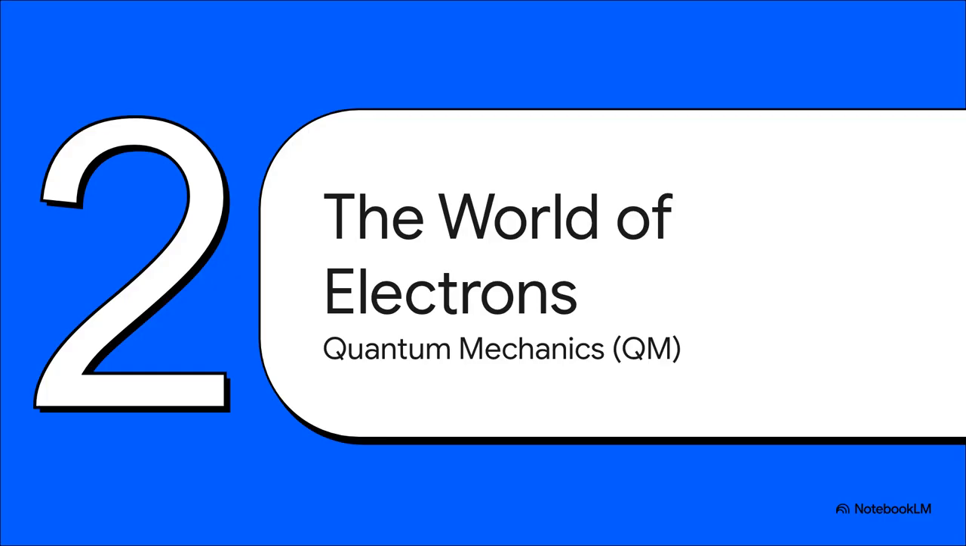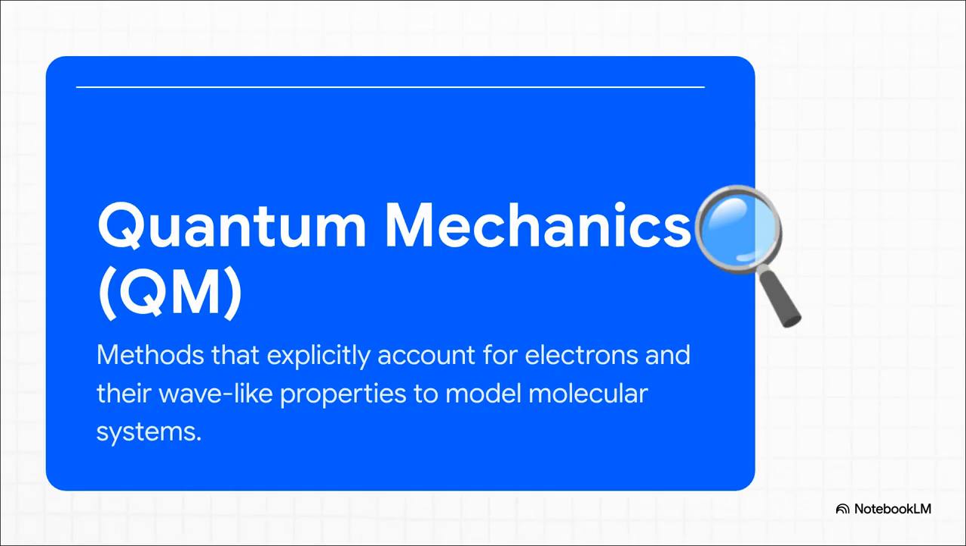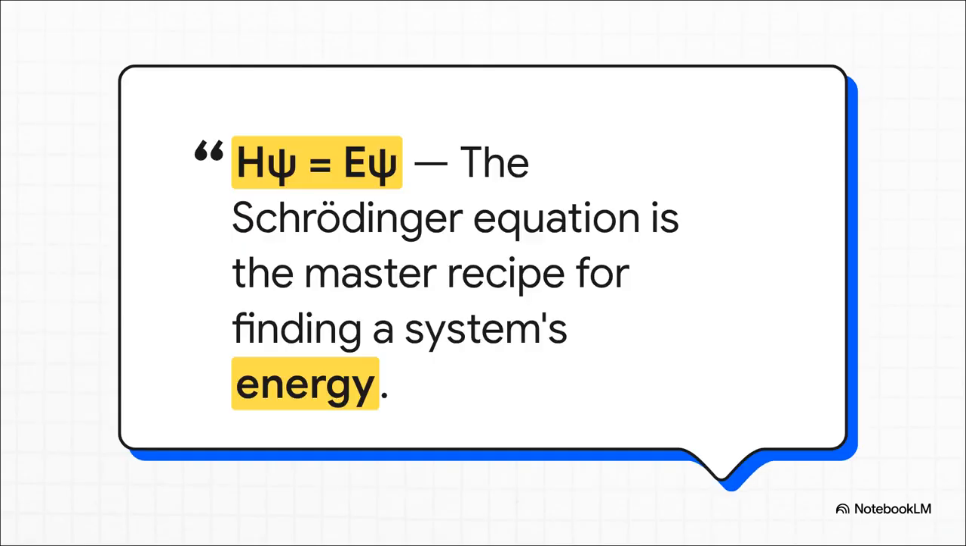Well, you enter an entirely new world. Welcome to the world of electrons, the realm of quantum mechanics, or QM. If MM was like building with Legos, think of QM as 3D printing a model, atom by single atom, capturing every last detail. See, unlike MM, quantum mechanics dives headfirst into all the weird and wonderful behavior of electrons. It treats them not just as little particles, but also as waves, and it specifically tracks how they're arranged and how they interact with each other. The master recipe book, the fundamental set of rules for this entire quantum world, is the famous Schrödinger equation.